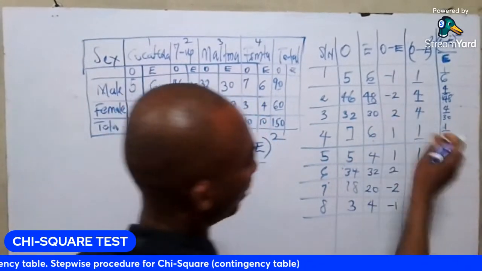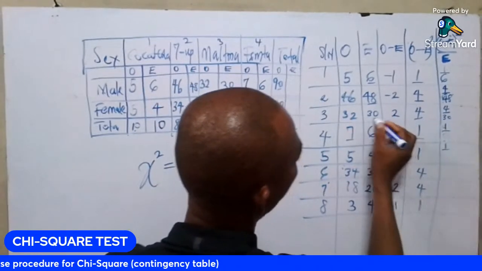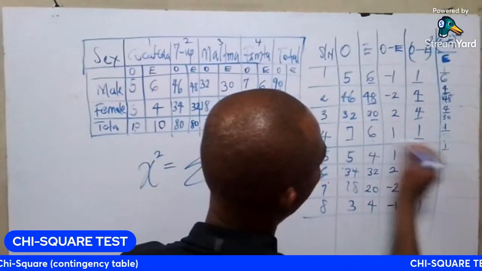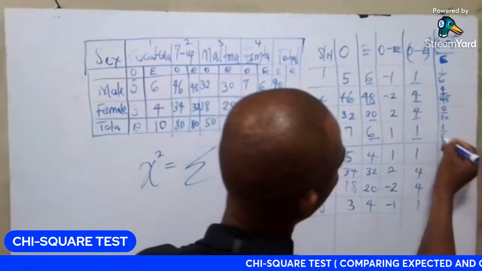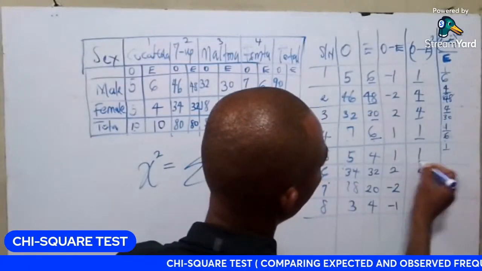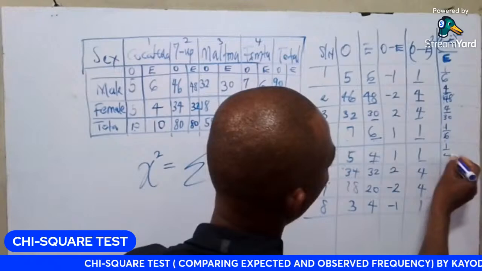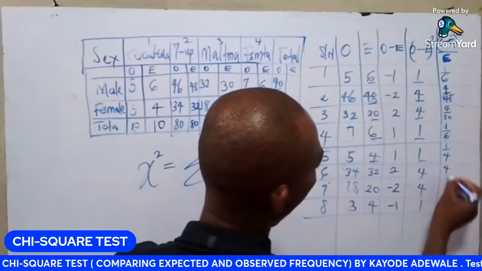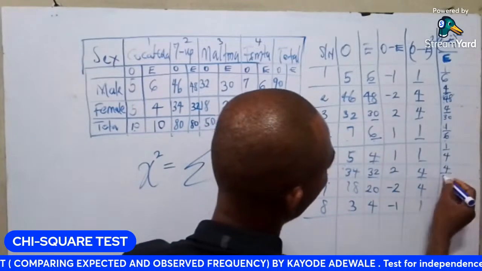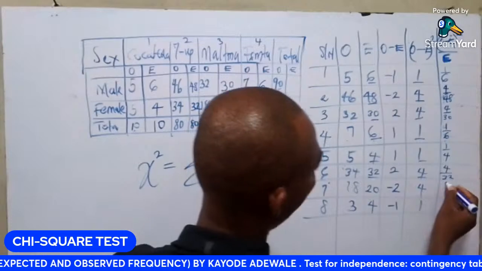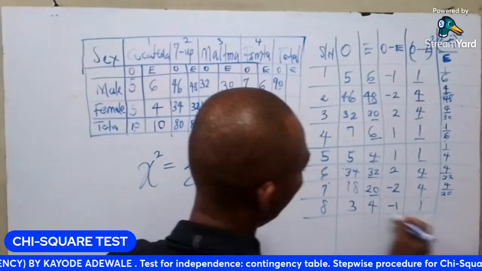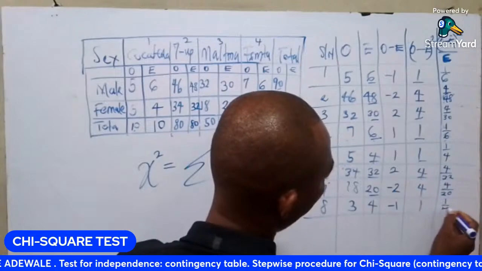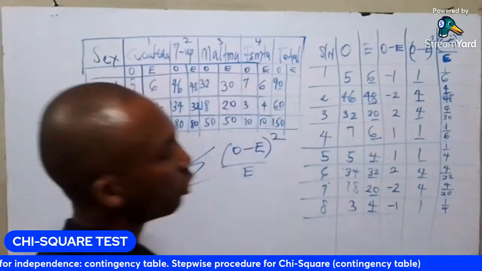Okay, I can see your comment, don't worry. Don't get it twisted. This is 4 divided by 30. This is 1 divided by 6, not this 7, because this is just observed. This is 1 divided by 4. This one is 4 divided by 32. This one is 4 divided by 20. This one is 1 divided by 4. So can we get the value?